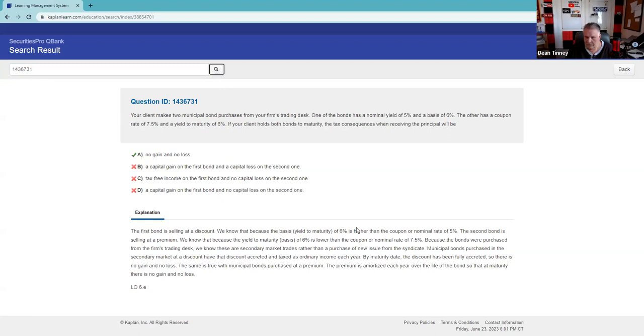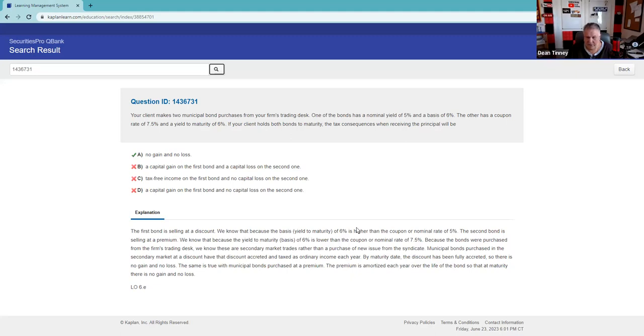And so when you get your teeter-totter fired up, your seesaw, you'd say, okay, that's a bond at a discount. The other bond has a coupon of 7.5. Wow. And a yield to maturity of 6. And so that is a bond at a premium.